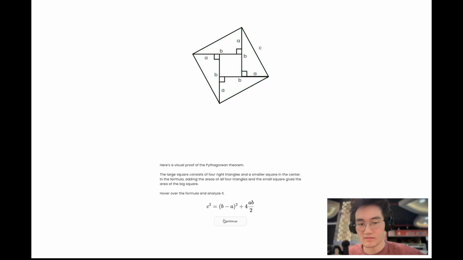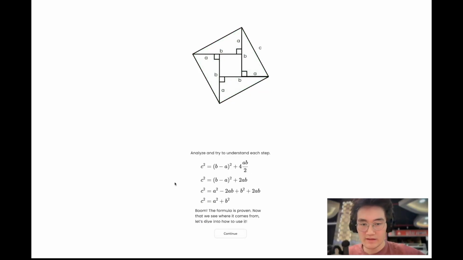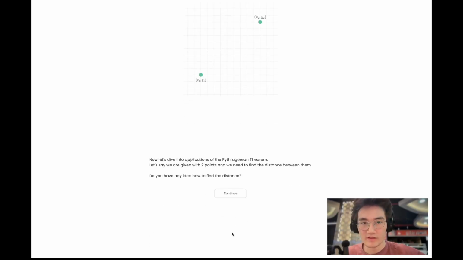Okay, that's understandable. Analyze and try to understand each step. Okay, that's exactly the same. Now we just do some mathematical operations to show that the Pythagorean theorem actually holds. So, boom, the formula is proven. Now that we see where it comes from, let's dive into how to use it.